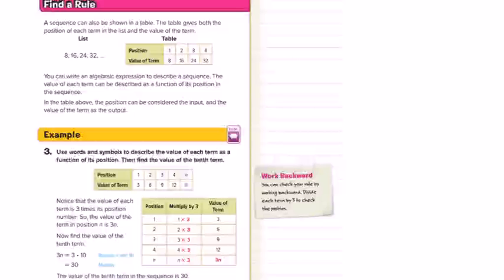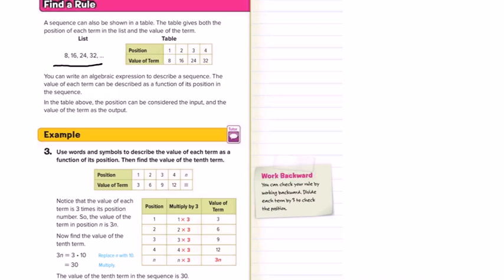Before looking at example 3, let's look up above at the find a rule key concept information. A sequence can also be shown in a table. The table gives both the position of each term in the list and the value of the term. So if the list was given here as 8, 16, 24, 32, and so on, I can put that in a table and give you the position. So the first term is 8, the second term has a value of 16, the third term has a value of 24, and the fourth term has a value of 32.